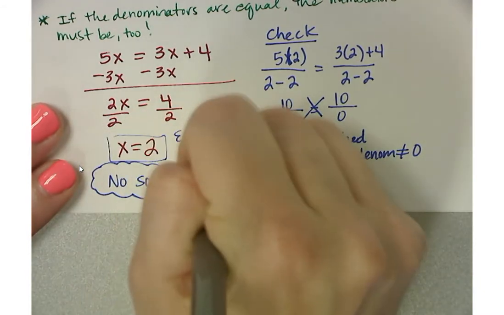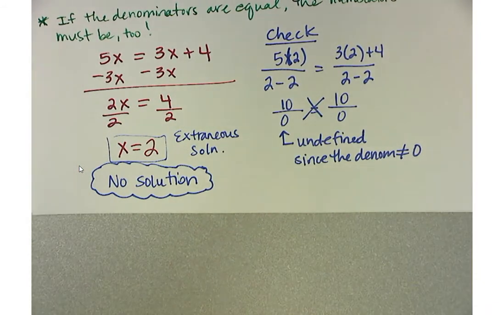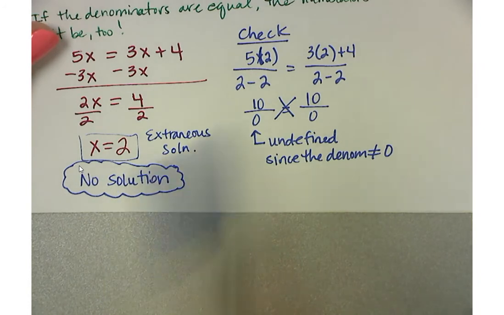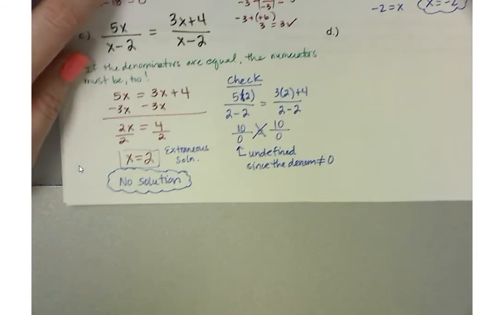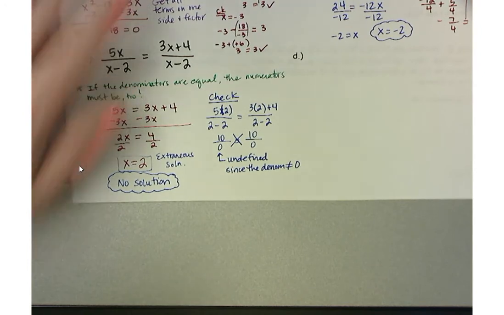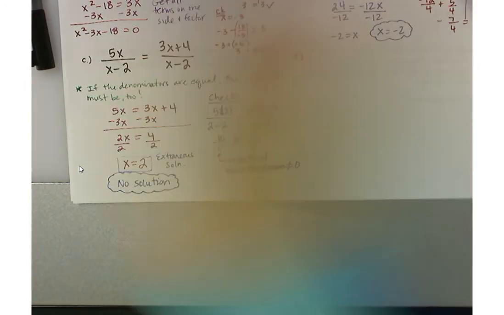All right. So for D, we have 2x minus 5 over x minus 8 plus x over 2 equals 11 over x minus 8.